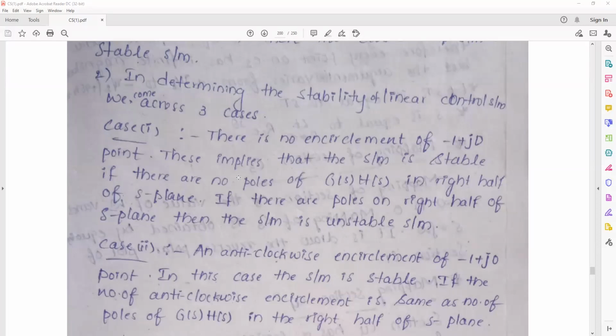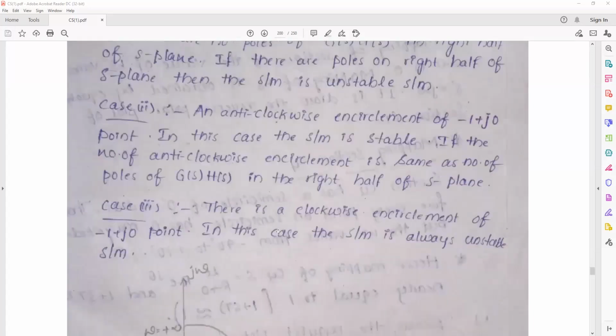There should be no poles of G(s)H(s) in the right half of the s-plane. If there are poles in the right half of the s-plane, then the system is an unstable system. So in the first case, all the poles lie on the left hand side of the s-plane, so the system is stable. If there are poles in the right hand side of the s-plane, the system is unstable.